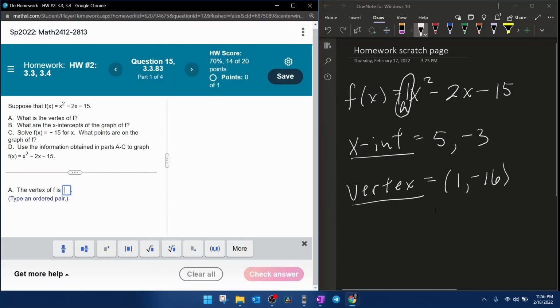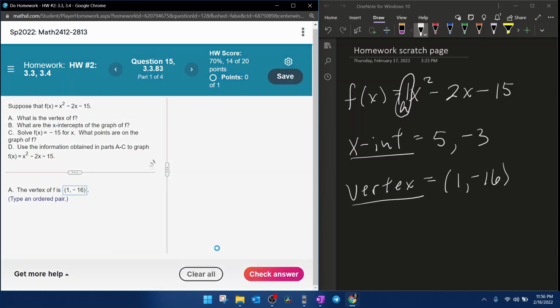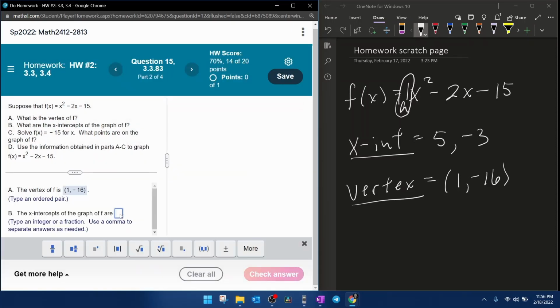All right, here we go. Having this information written down, we're going to go to our ordered pair tool and input our vertex 1, -16. And it's a good thing I wrote those x-intercepts down because now they want them. It does not require an ordered pair, so we're simply going to put the x-coordinates, 5 and -3.